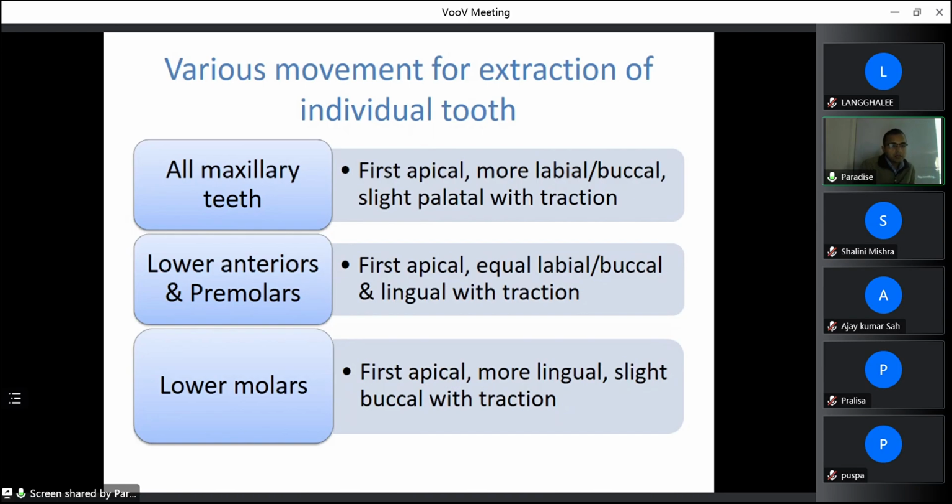So in case of lower anterior and premolars, first apical pressure, then followed by equal labial and buccal pressure, because on both sides the thickness of bone is equal. So you have to give equal pressure both labially as well as lingually.